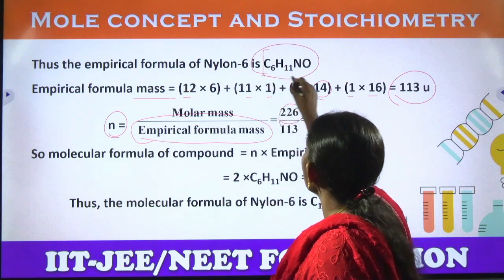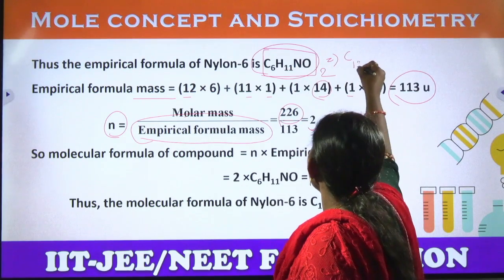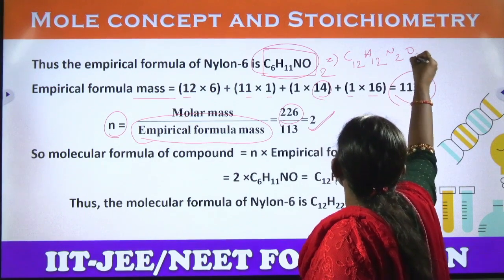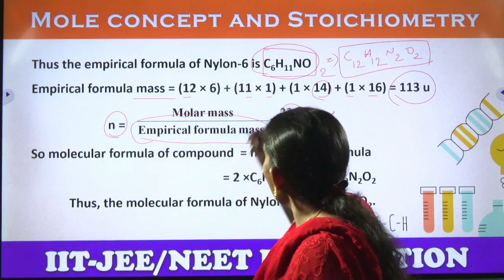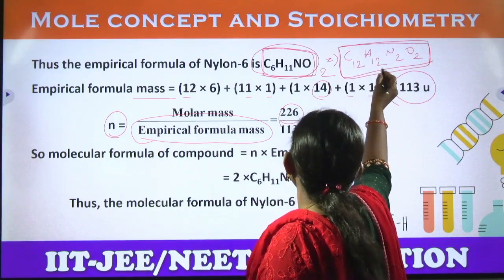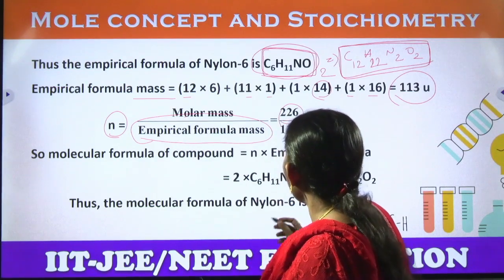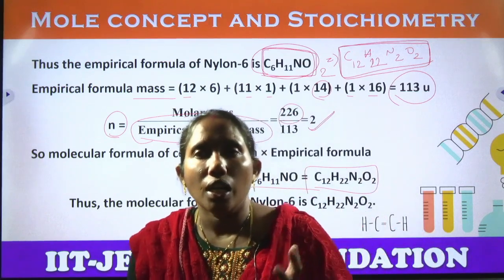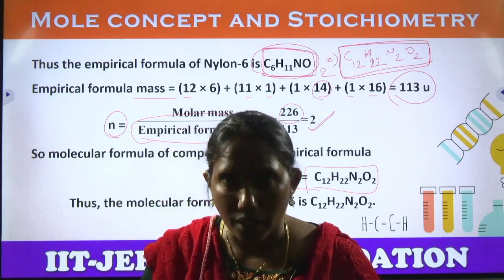If you multiply the whole empirical formula by 2, you will get C12H22N2O2. This will be the molecular formula for nylon 6. The empirical formula is C6H11NO and the molecular formula is C12H22N2O2. Right? So that is what they gave, C12H22N2O2, the molecular formula. Like this, stepwise, we will calculate the empirical formula and molecular formula.